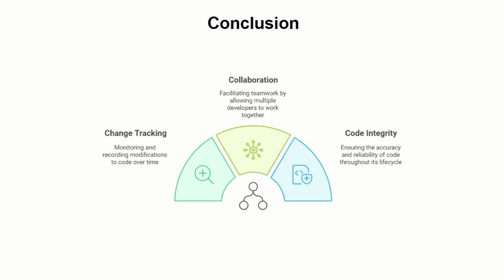So, to summarize, version control systems are crucial for tracking changes, collaborating, and maintaining code integrity in development projects. Git, along with a platform like GitHub, is the most widely used tool for version control in the software industry today.